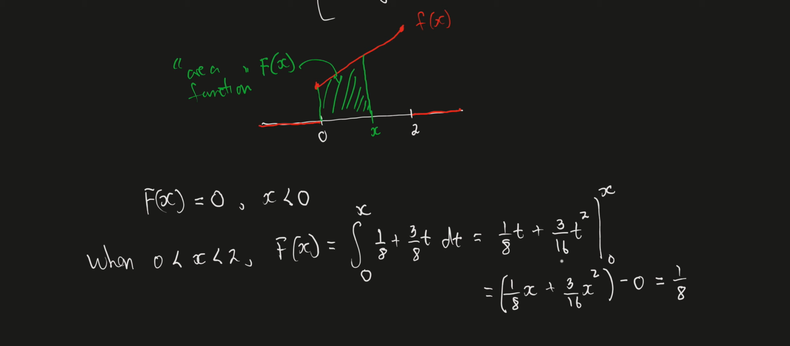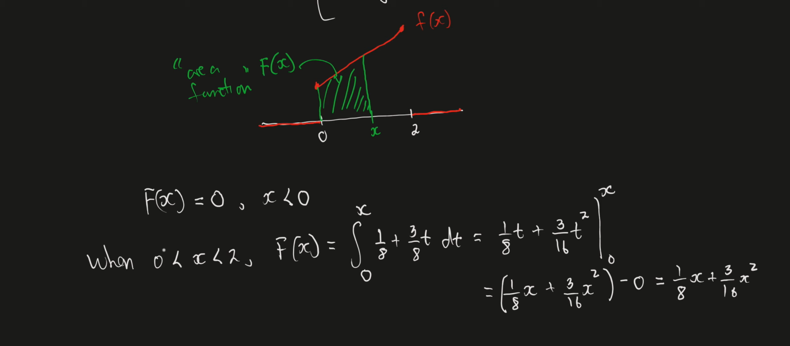So the integration is done. Now we have a function that we can just evaluate. But we're not quite done yet, because remember, the CDF is defined for all possible values of x. We know what happens when x is less than 0. There's a 0 probability because there's an area of 0 here.